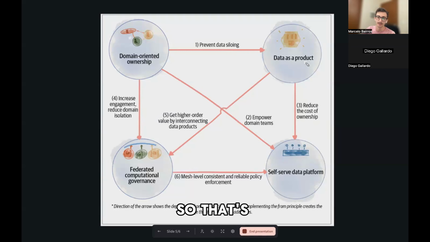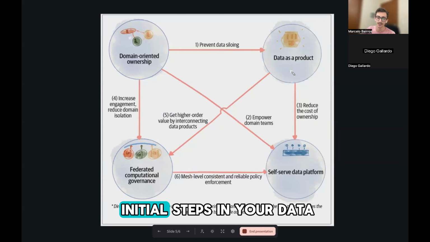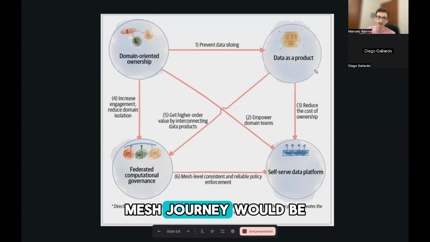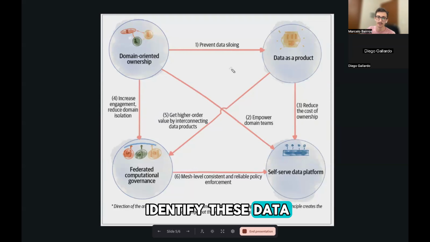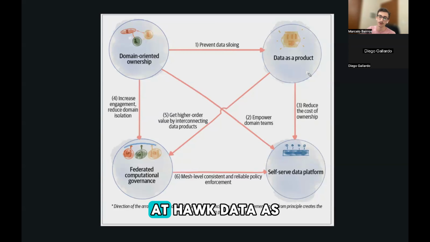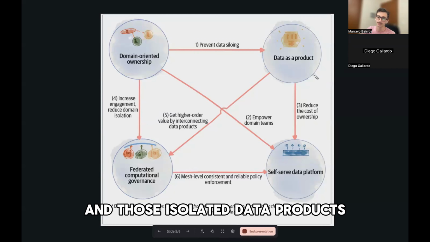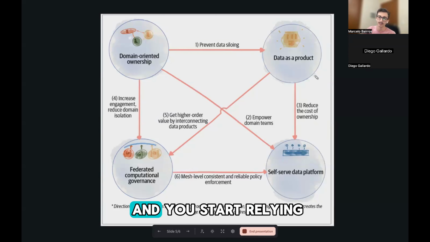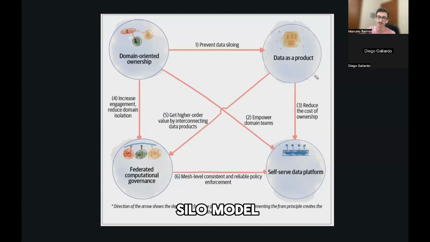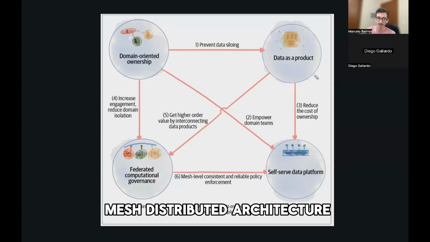And so that's one of the very initial steps in your data mesh journey would be to identify these domains, and then start creating small ad hoc data as a product offerings. And those isolated data products can then be iterated, and you start relying less on the previous siloed model and more on a mesh distributed architecture.